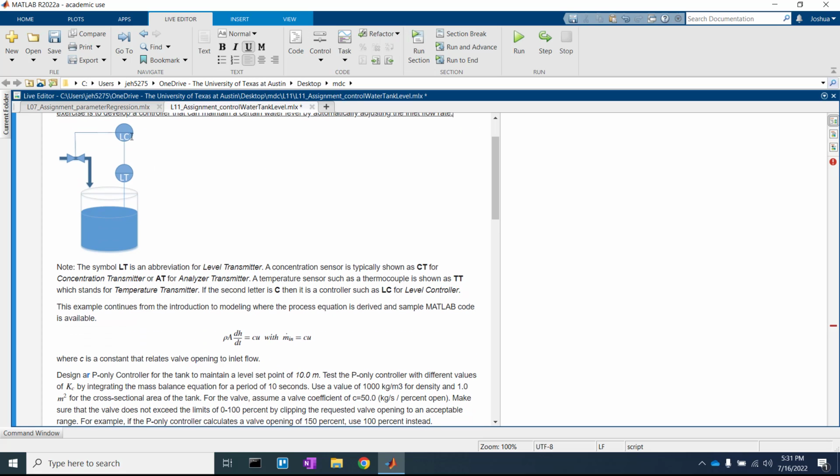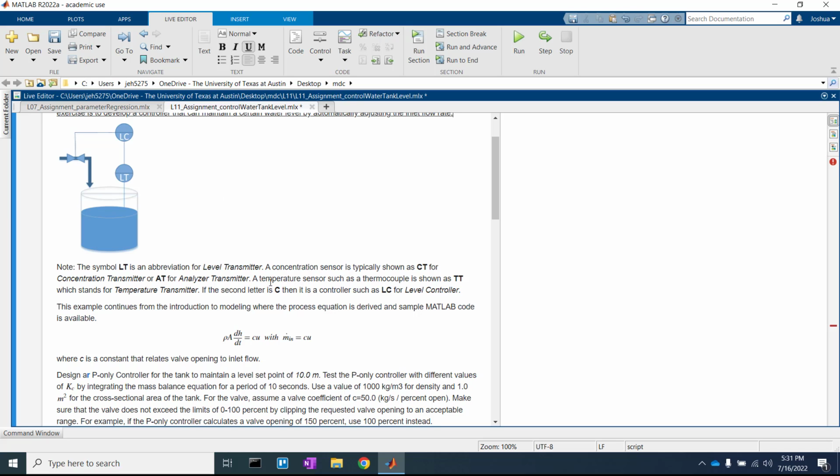So, really quick here, here's our diagram. Let's discuss the diagram, let's discuss the fundamental equations, and then let's discuss our system. So we have an LT here, which stands for level transmitter. We also have an LC, which stands for level controller. The first letter in general will refer to what is being measured or transmitted or controlled, and then the last letter will be what is happening to that. So here L is for level, C is for control, or T is for transmitter.